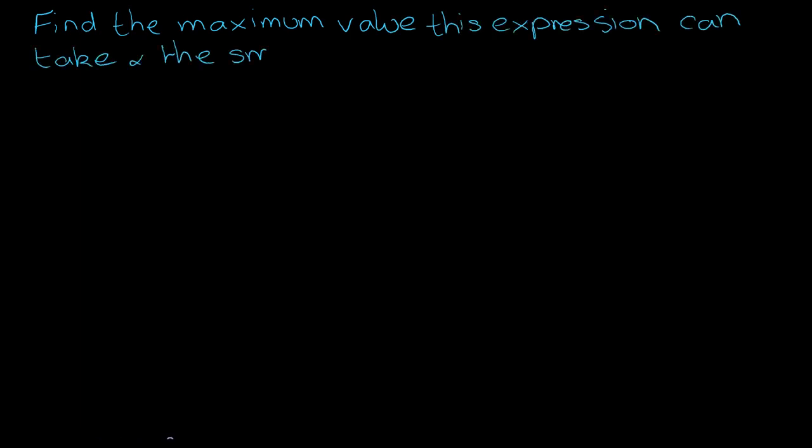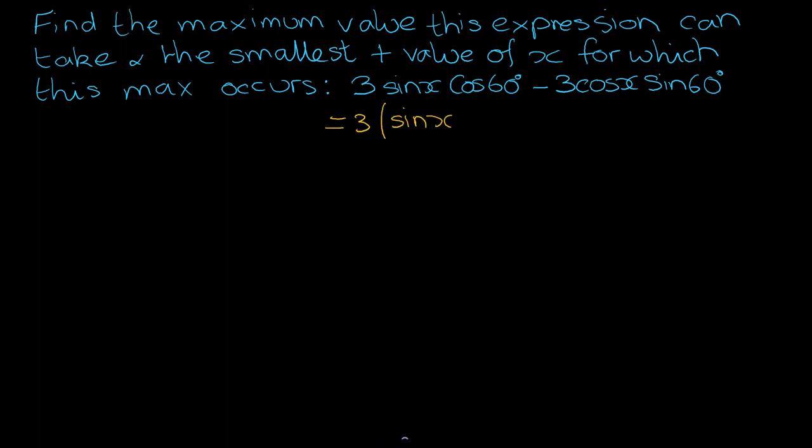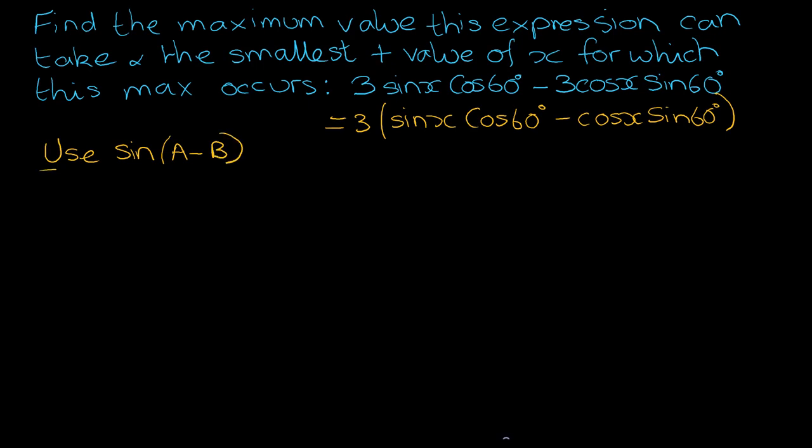Find the maximum value this expression can take and the smallest positive value of x for which this maximum occurs. 3 sin x cos 60 minus 3 cos x sin 60. Factorising, we get 3 brackets sin x cos 60 minus cos x sin 60. And using the addition rule, we can find that that's the same as 3 sin(x minus 60).